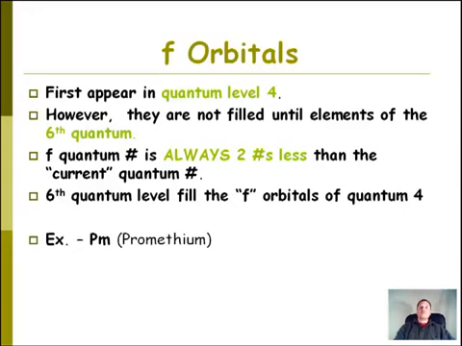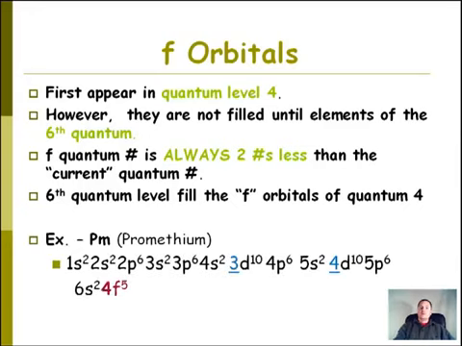Take a look at Pm, promethium. Okay, promethium, we find it down here at the very bottom of the periodic table. It's going to be the fifth one in. But instead of writing 6f5, f is always 2 behind, so we write 4f5. Look what we see up here above. Instead of writing 4d10, we have 3d10, then 4p6, 5s2. Well, we think it'd be 5d10, but d's are always one behind, so it's 4d10.